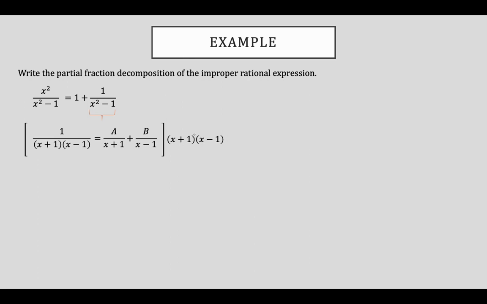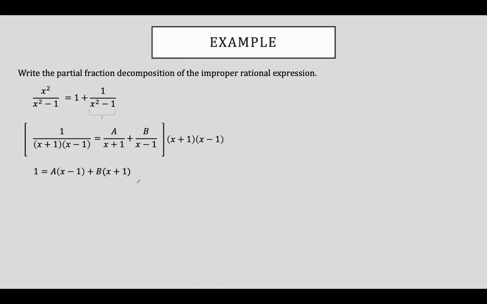the x plus 1s will cancel. We are left with a times x minus 1 plus b over x minus 1 times x plus 1 times x minus 1. The x minus 1s cancel, and we have b times x plus 1. 1 equals a times x minus 1 plus b times x plus 1.